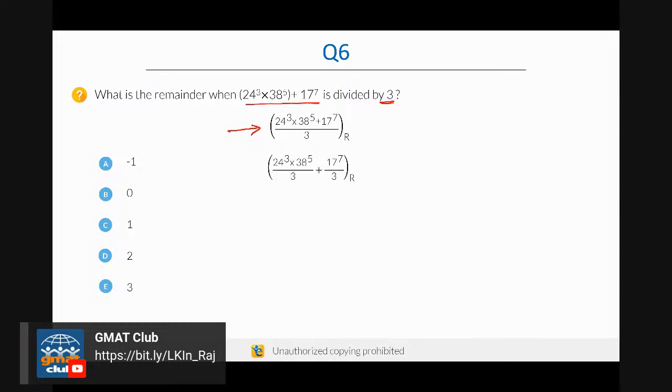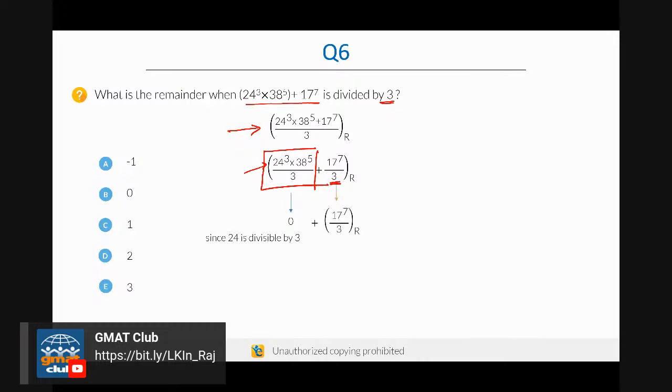So we say, hey, a remainder of a sum is essentially the sum of individual remainders. So we divide this over here, and this term has a remainder of 0. Why? Because 24 is completely divisible by 3. So essentially, we only have a remainder from 17 to the power 7 divided by 3.